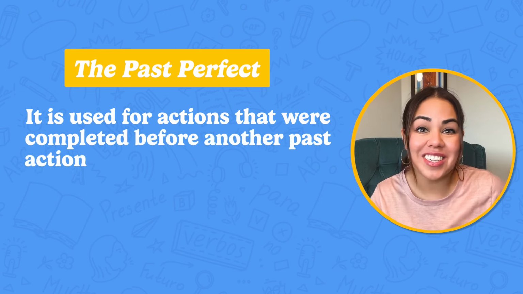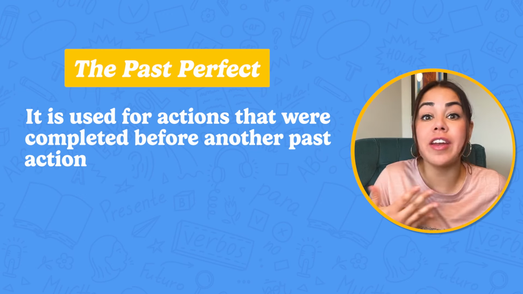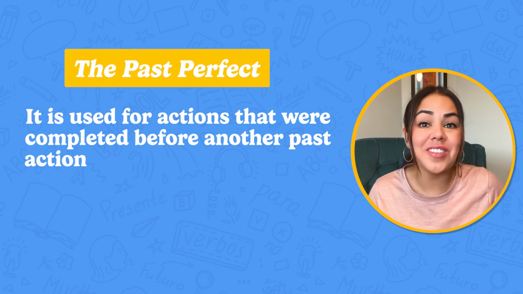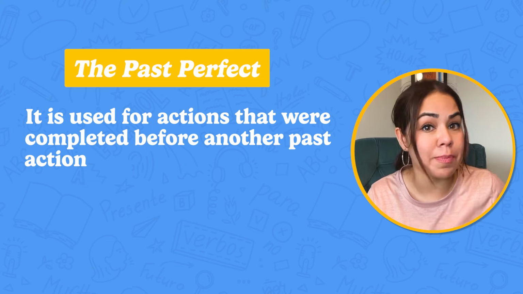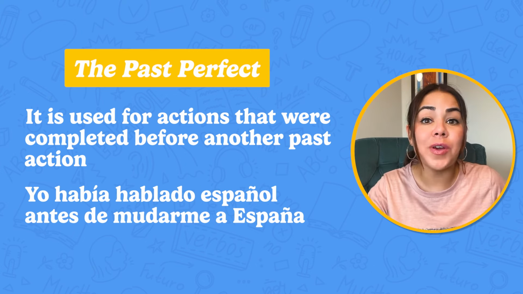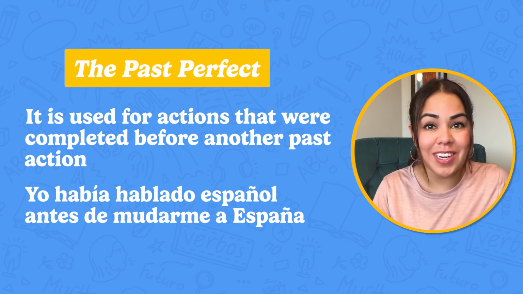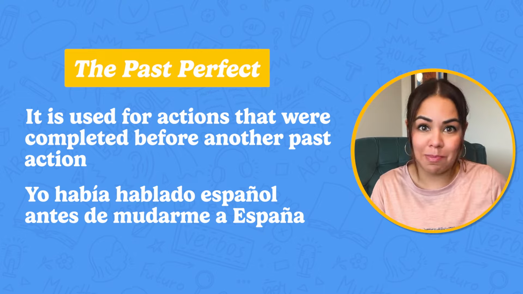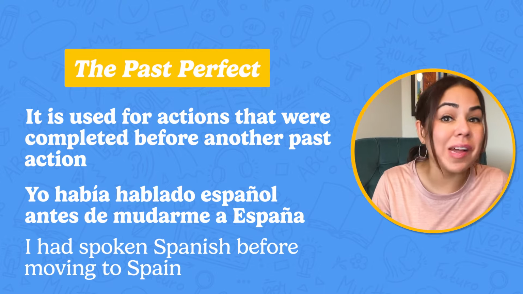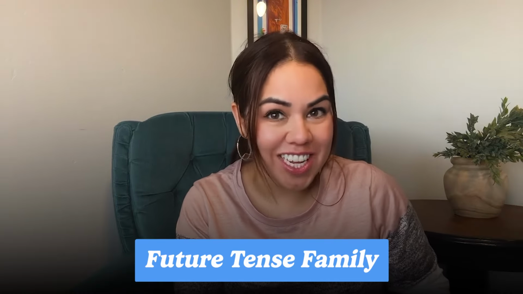The past perfect is used for actions that were completed before another past action. It's formed using the imperfect of haber plus a past participle. For example, yo había hablado español antes de que me mudé a España. I had spoken Spanish before I moved to Spain. All of these tenses deal with past actions, but each has a specific use. By thinking of them as a family, you can more easily understand how they relate to each other and when to use each one. Finally, let's look at the future tense family.